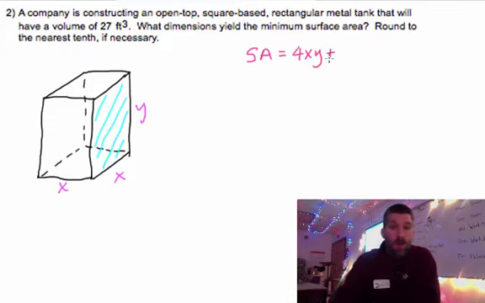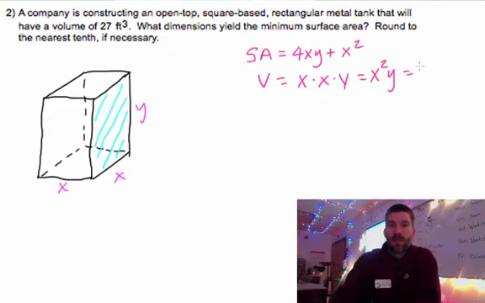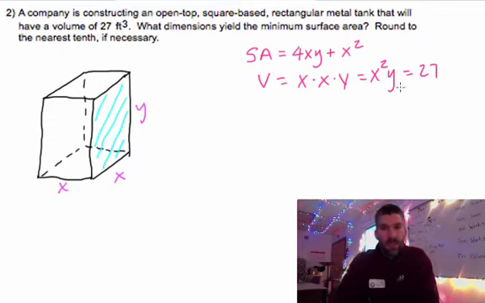plus the bottom part of our square, which is x squared. The surface area down there is x squared. So here's my surface area. I'm told that my volume is x times x times y, which is the same thing as x squared y, and they tell us that's going to be 27 feet cubed. So my volume is going to be 27.